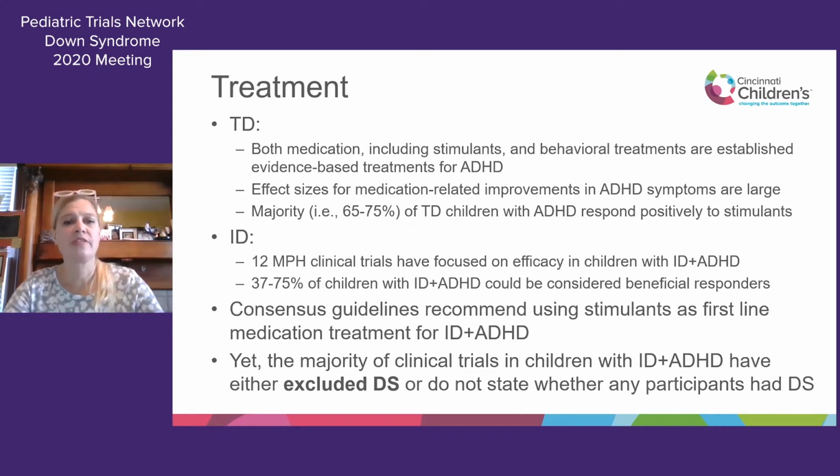However, it should be noted that the majority of these clinical trials actually excluded kids with Down syndrome from the trial because we wanted to have a pure sample, or they didn't state whether the participants had Down syndrome. In personal communications with some of the primary investigators, they would indicate that maybe 2 of the children in the study had Down syndrome, so not enough to be able to go back and look at the data to report on any specific findings for those children.